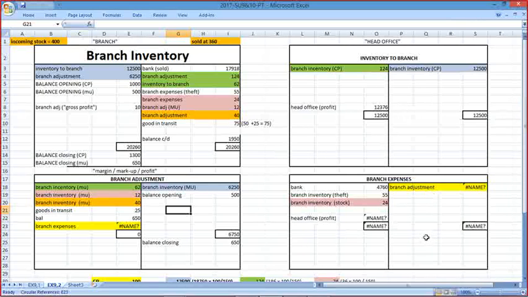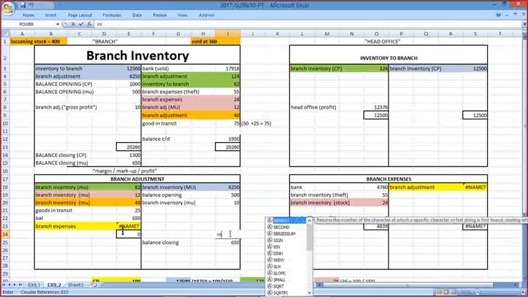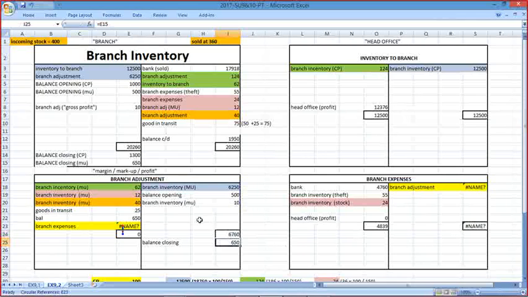Now, what happened here? We need to balance this side off. Equals sum up. The branch adjustment, which was this figure. If I add up, that was the branch adjustment of 10, which would have gone here, branch inventory, brackets, the markup of 10. So there's the 10 here. Let's fix up the formulas, sum up all of that. I want that on that side. There we go, 5971.